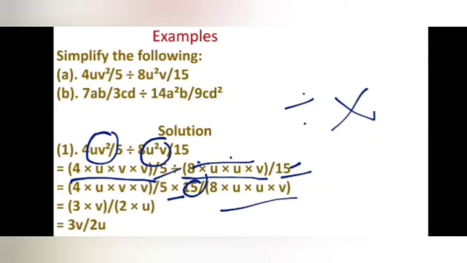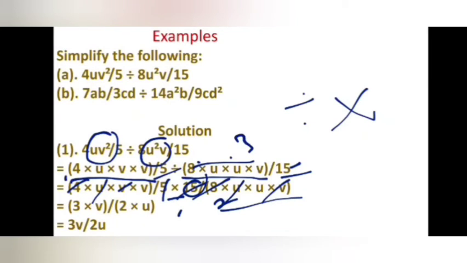The cancelling. You have u cancelling u here. I'm sure that was very simple. Then the v cancelling the v here. Then 4 here, 1. 4 here, you have 2. Very simple. 5 here, 1. 5 here, you have 3.